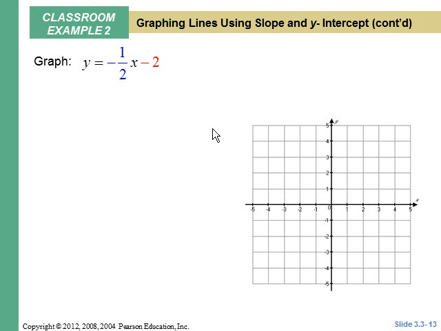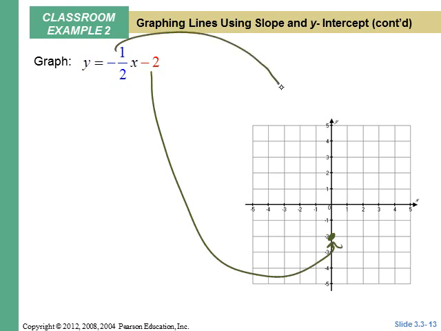Now, this one is in the slope-intercept form, so this one is easy to graph. Here's our intercept. Here's our slope. Go down 1 from that, forward 2. Okay, and draw the line.